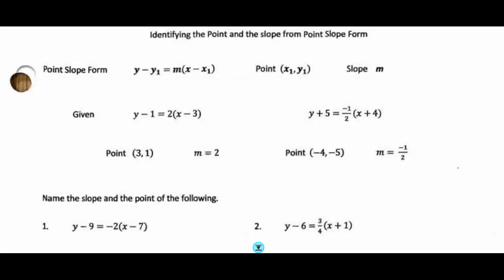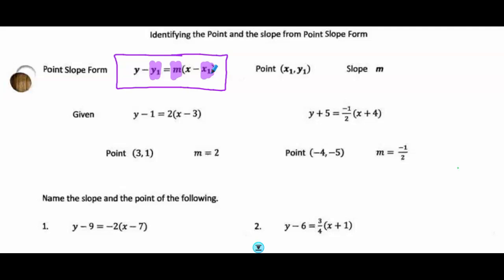Today's lesson is about identifying the point and the slope, given that you have point-slope form. So this is a new form for you all. Point-slope form is this. You're going to need to memorize it. y minus y1 equals m(x minus x1).